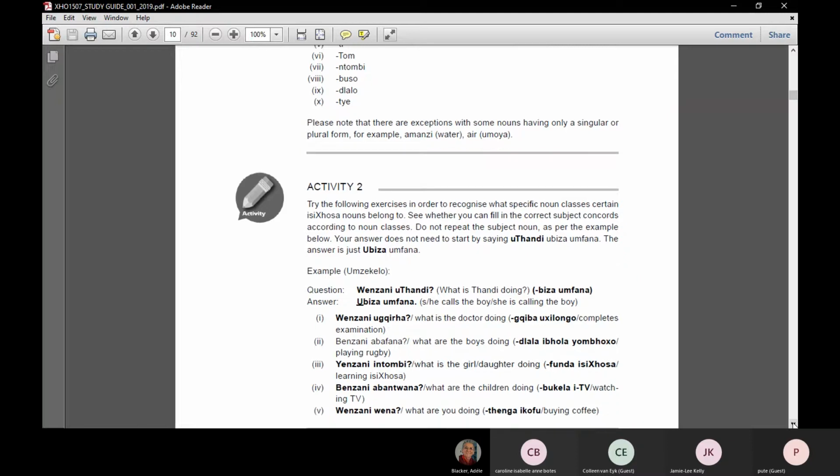Number 8, the root word is buso. What's the missing prefix? Ubu. Ubuso. Ubuso is the face. In isiXhosa, there is no plural. Like there is no plural for ukutya. If you read your study guide, there are exceptions. Ubuso is one of the exceptions. Ukutya is one of the exceptions. Amanzi is one of the exceptions. There is no plural. It's just food. It's just water.